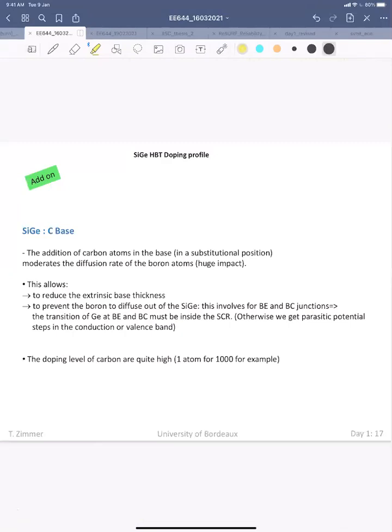Because to control the base, because the base is p type, and p type diffuses faster, we don't want our base width to be very high, right? So carbon is used, and carbon actually controls the diffusion of the base.